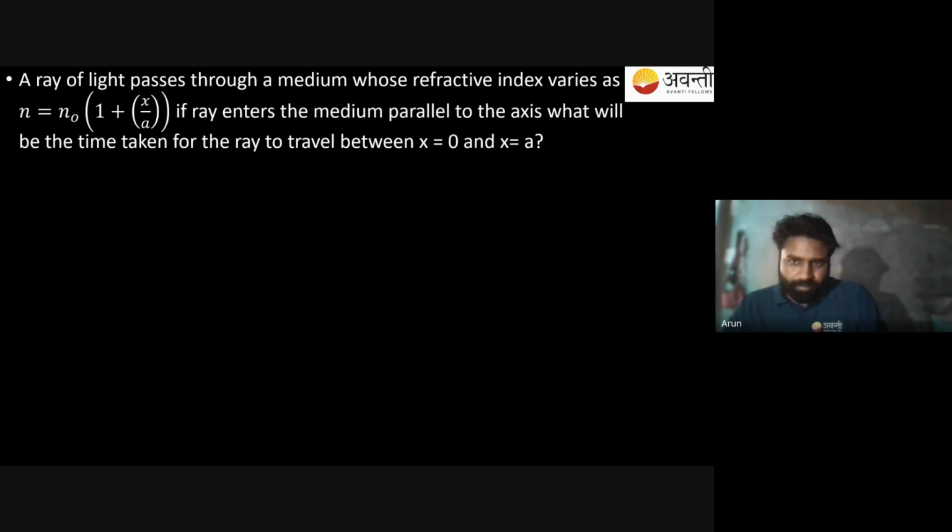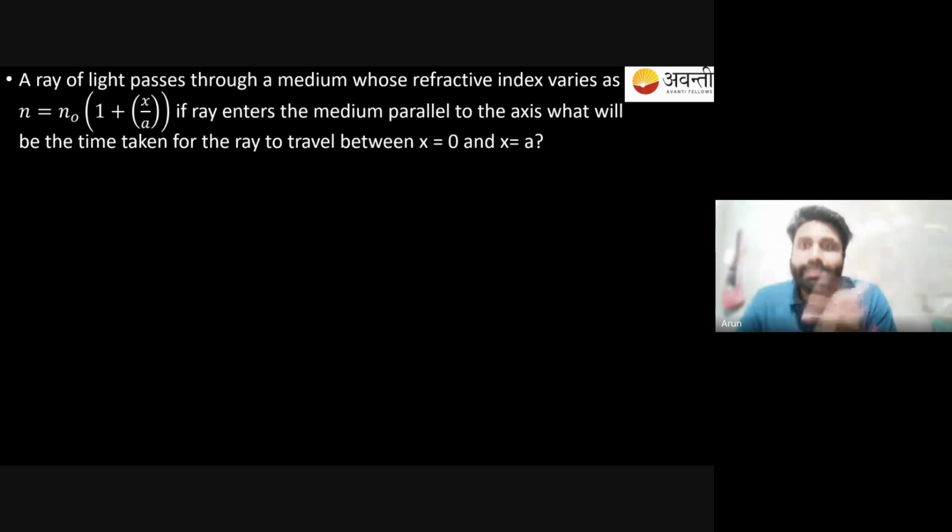In the previous problem, the refractive index is the same everywhere. Like for the outside, n equals 1. And for inside, n equals root 3. Okay? But here, the refractive index is variable and it depends on the position. You have seen in the expression, n equals n naught times 1 plus x over a. Means it depends on the value of position. Okay? And who is going to move? The ray is going to move.